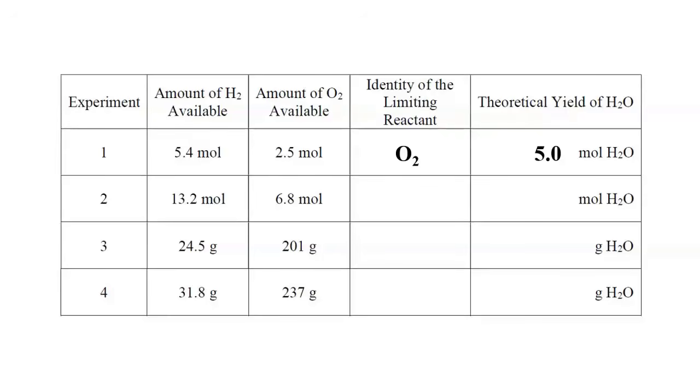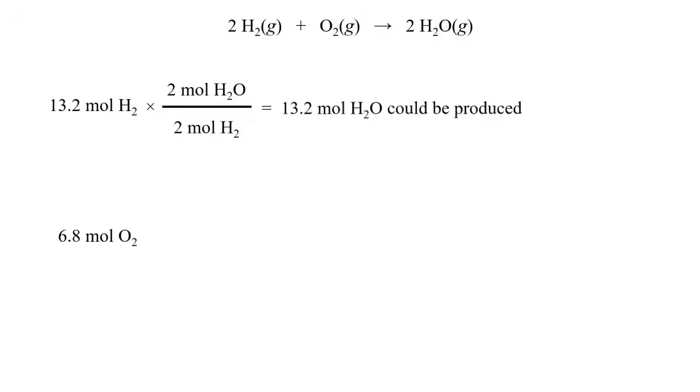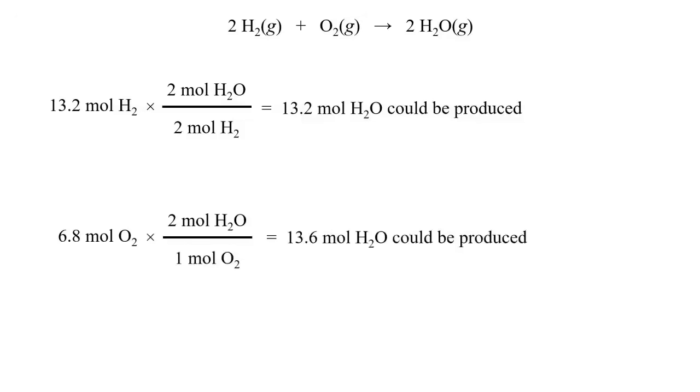In experiment 2, we have 13.2 moles of H2, hydrogen, and we have 6.8 moles of O2, oxygen. Let's convert each reactant into water and see what happens. The same coefficients apply in this particular calculation as we used for experiment 1. So in terms of moles to moles, it's going to be 2 moles of water produced for every 2 moles of H2 consumed. So 13.2 times 2 over 2 is 13.2. And then for the oxygen, it would be a ratio of 2 over 1, 2 moles of H2O produced for every 1 mole of O2 consumed. 6.8 times 2 is 13.6.